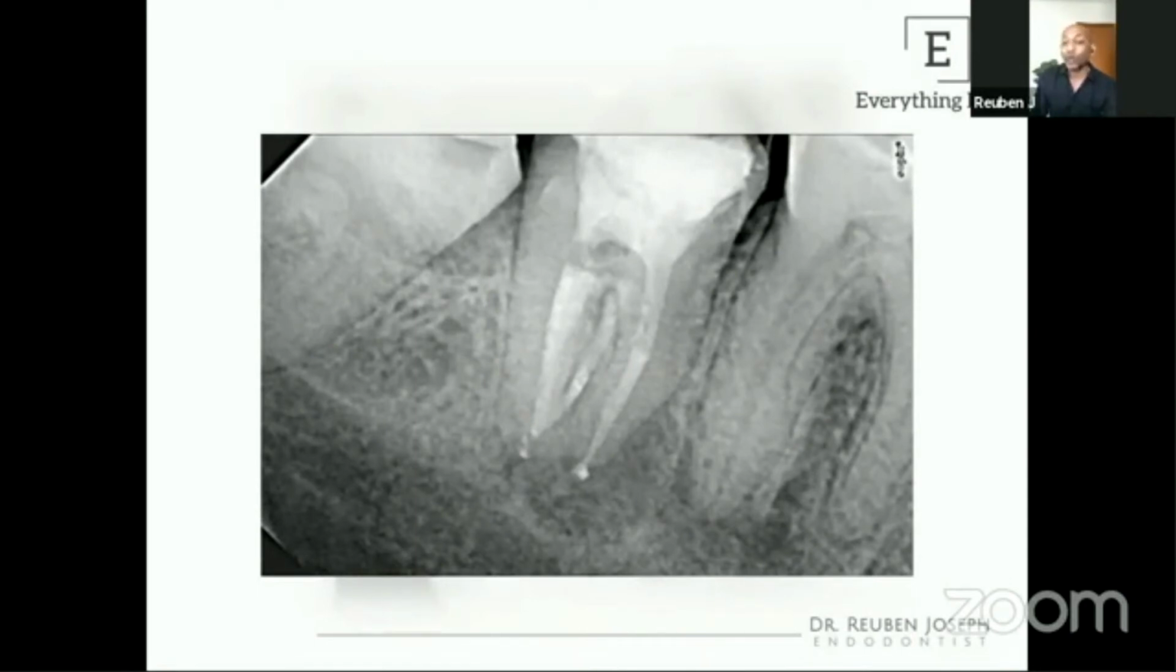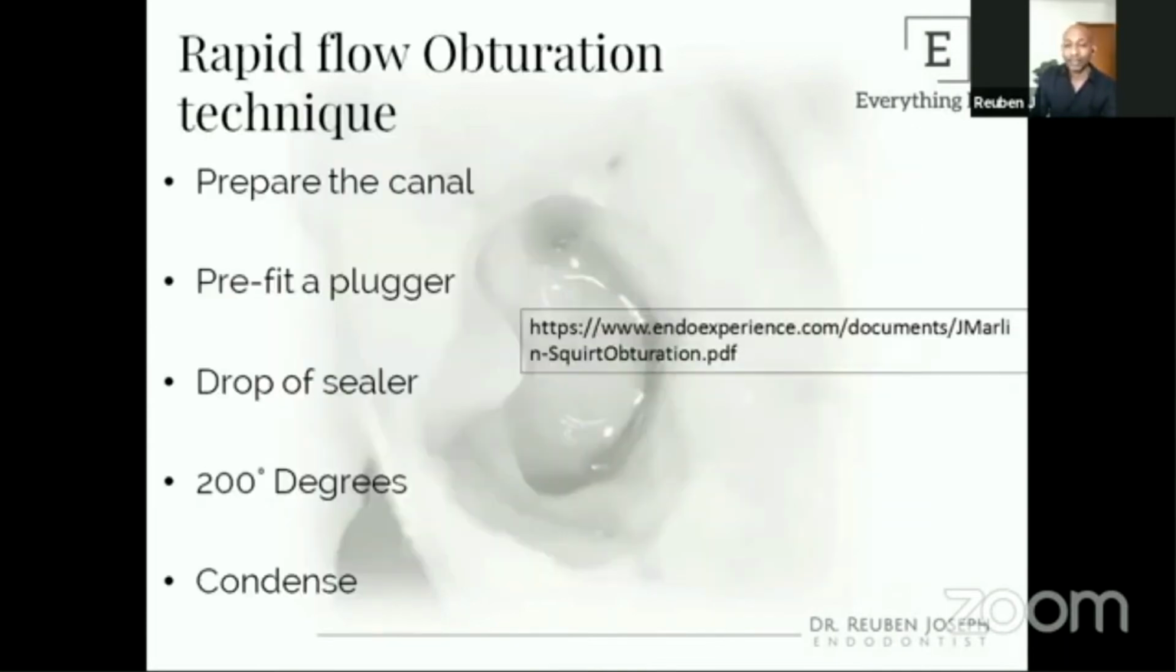So how I go about obturating the C-shaped canals I come across in most of the cases is a technique called the rapid flow obturation. We will not be discussing this technique in detail, but there's a fantastic article available online on how to do it. To put it all in a nutshell, it's simple. Just prepare the canals the usual way. Take a hand plugger, pre-fit it to make sure that it goes 2 to 3 mm of the working length of the prepared space. A drop of sealer is coated.